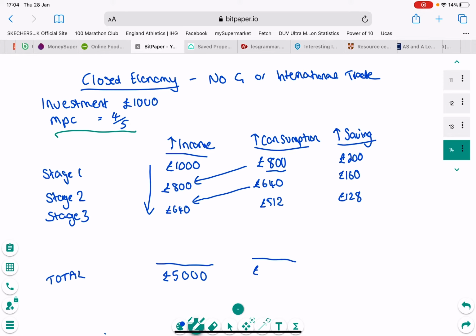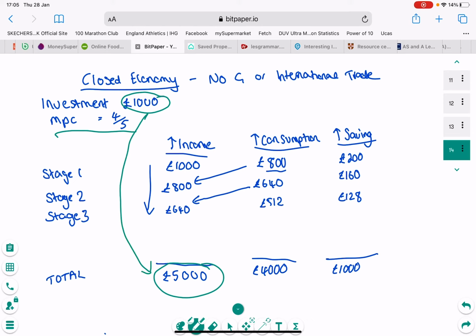Just fill these in as well, because that would be 4/5. So 4,000 increase in consumption, 1,000 increase in saving. So if national income increases by 5,000 when there has been an investment of 1,000, that means that the value of the multiplier is 5. We are multiplying the investment by 5 to get to the final increase in national income. The multiplier, we call it K, which is a bit strange. So K is equal to 5.